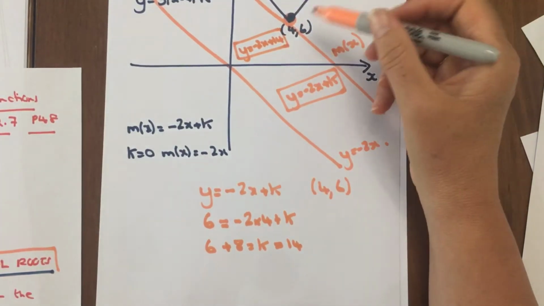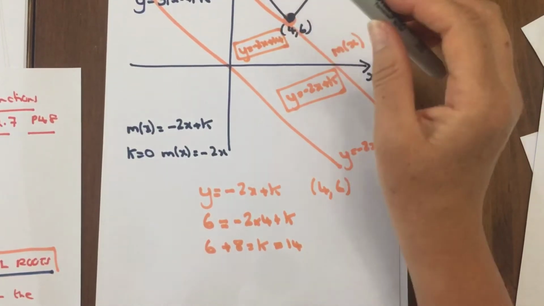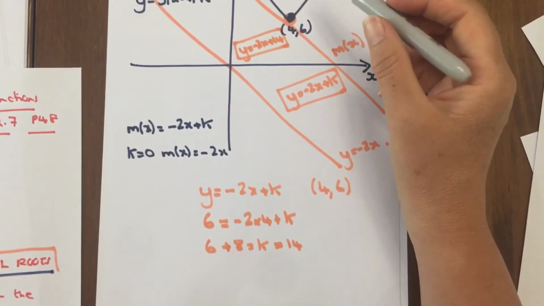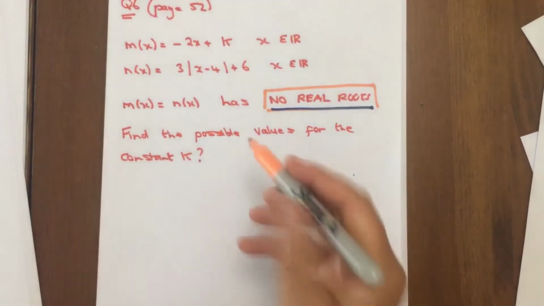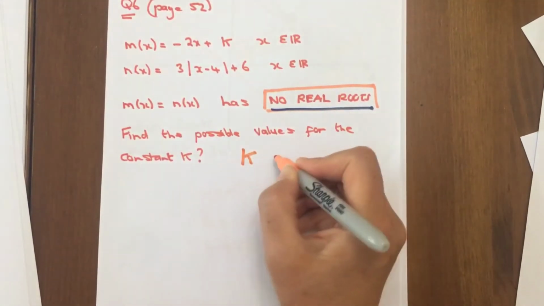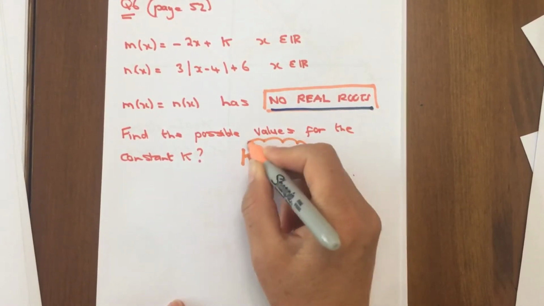So any value of k less than 14, these two graphs will not intersect. So therefore, what are the possible values for the constant k? K has to be less than 14 is my answer.